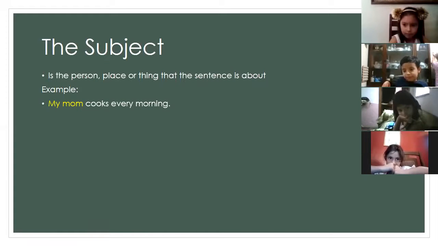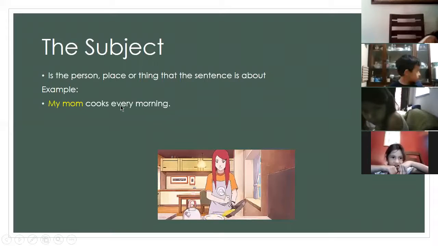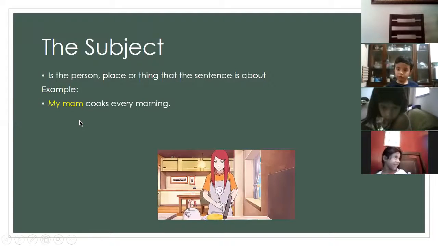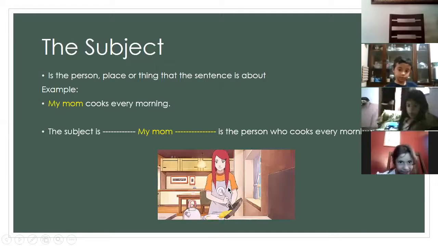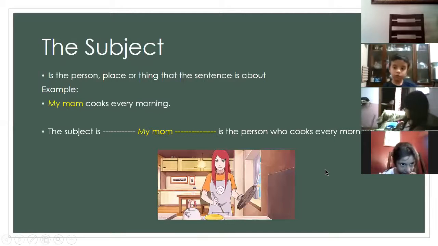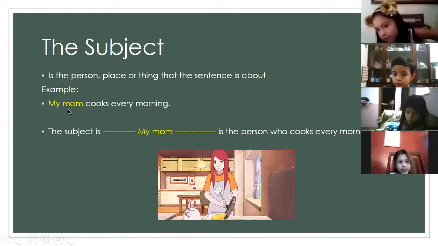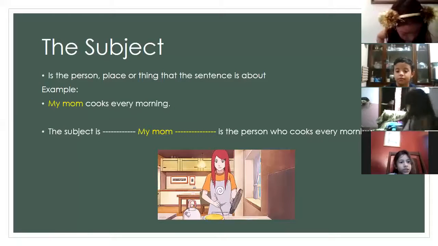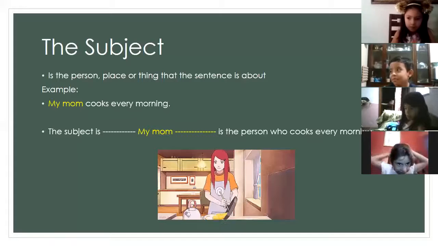We have this sentence. Listen. My mom cooks every morning. Again. My mom cooks every morning. The subject in this sentence, or the person that we talk about, is mom. The subject is my mom because she is the person who cooks every morning. If in the sentence I have the word Jan, Jan cooks every morning, who is the subject? Obviously Jan, because Jan is the person who cooks every morning. Other example, Maria Fernanda cooks every morning.